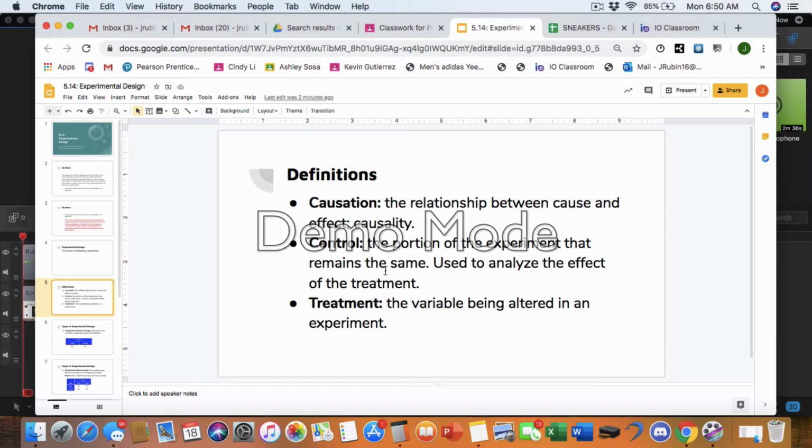Now, control, right? This is a new word. You may have heard it, but what a control is, it's the portion of the experiment that remains the same, and it's used to analyze the effect of the treatment. So the control group is the group that has nothing changed. And then the treatment is the variable being altered in this experiment. So we use the control to see the effect of the treatment, which is the variable being altered.